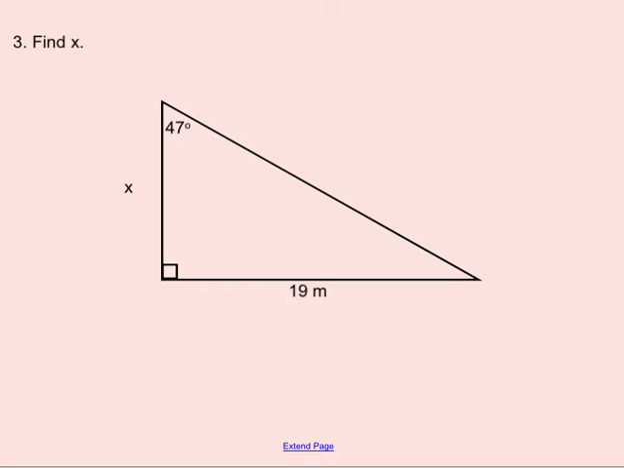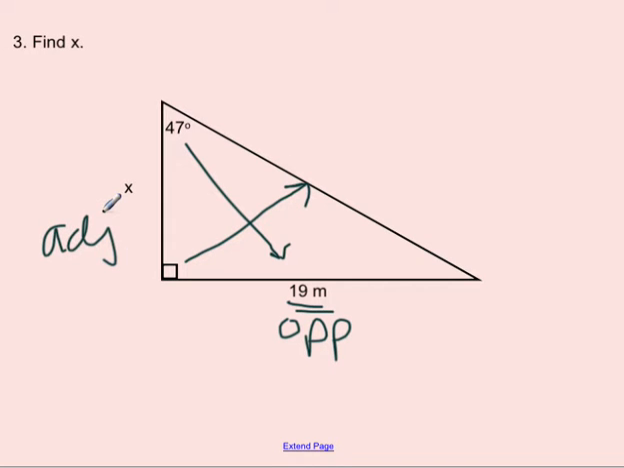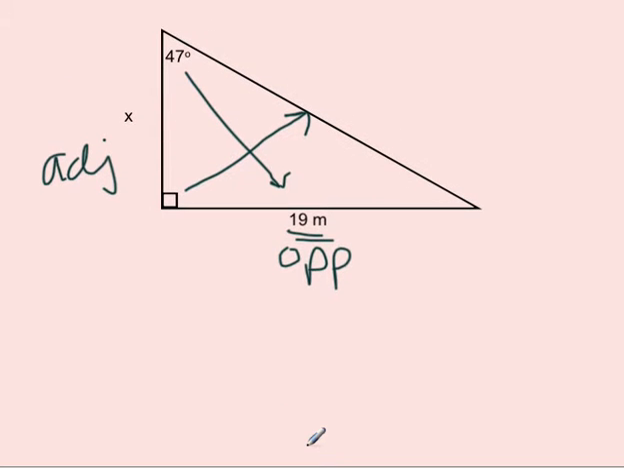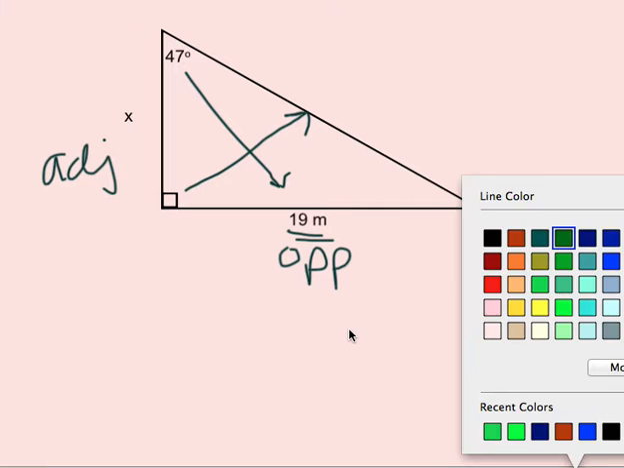Let's take a look at number 3. Number 3 wants us to find x. So let's figure out what we know. Well, we don't need to know anything with the hypotenuse. We know opposite. So 19 is going to be opposite of our 47 angle, and x is going to be adjacent. So I have adjacent and I have opposite. Okay, so what that tells me is that I need to do tangent.